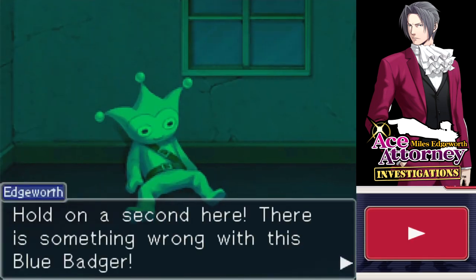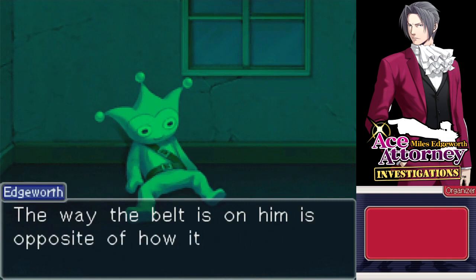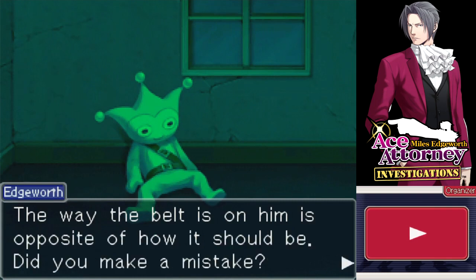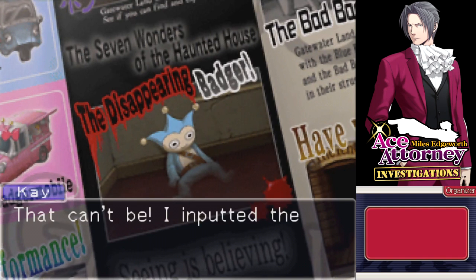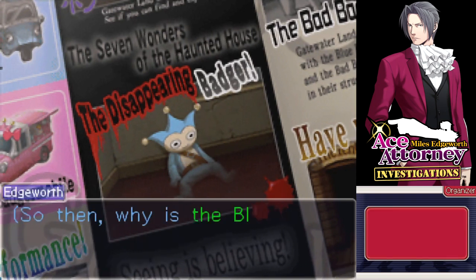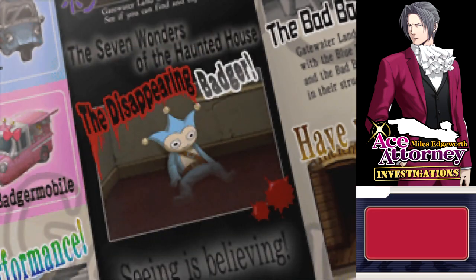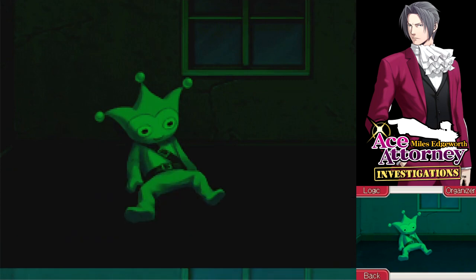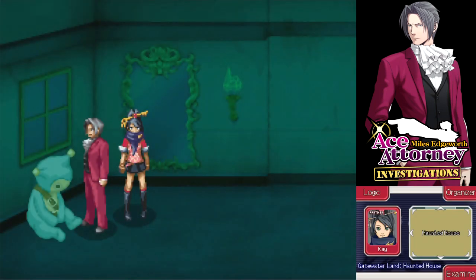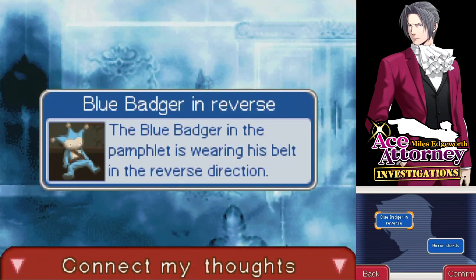Hold on a second here. There's something wrong with this blue badger. Huh? Like what? The way the belt is on him is opposite of how it should be. Did you make a mistake? That can't be. I inputted the image data exactly as it is in the pamphlet. So then why is the blue badger dressed up in reverse? Indeed. Someone reversed the image in Photoshop. Or, if only this place is filled with things that are full of reverses.